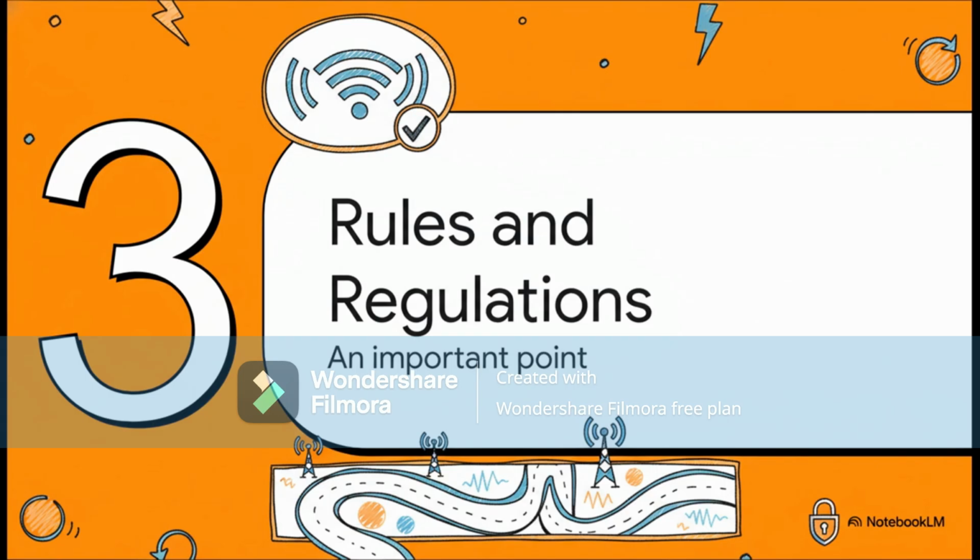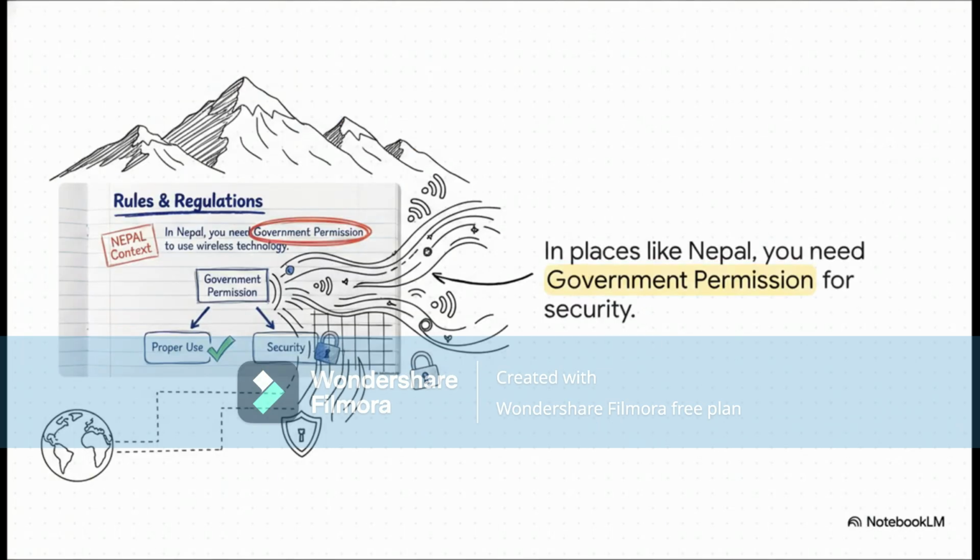Okay, we're almost at the finish line. There's just one more quick but really important thing we need to cover: the rules. And yeah, this can definitely pop up as a short question on your exam, so listen up. So here's the deal. You can't just set up any powerful wireless signal you want. It's not a free-for-all. In most places, like Nepal shown here, you need permission from the government.